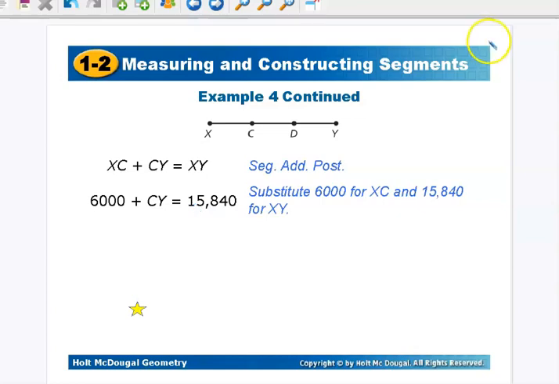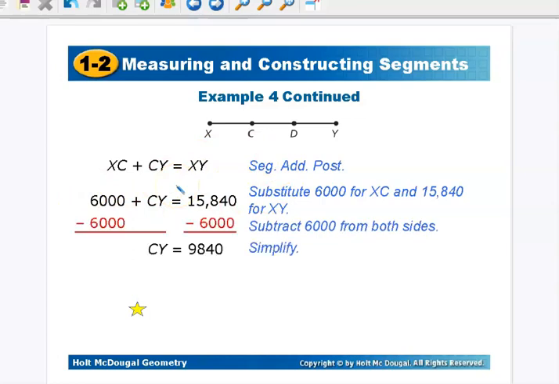Now we're just at the algebra part. All we need to do is solve for CY here. So we'll subtract the 6,000. We end up finding that CY is 9,840 feet.